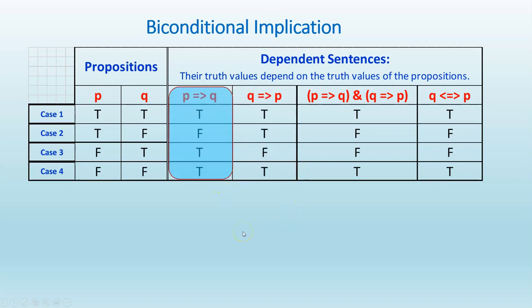Let me go back. Remember that we said that P implies Q would only be false if the consequent was false when the antecedent was true. That's case 2. That's where it's false. Every place else is true. Same thing is true for this guy. Q implies P is only false if the consequent is false when the antecedent is true. So here the consequent is false, P, when the antecedent is true, Q, in case 3. Same rule, but it's a different case because we switched the antecedent and the consequent.